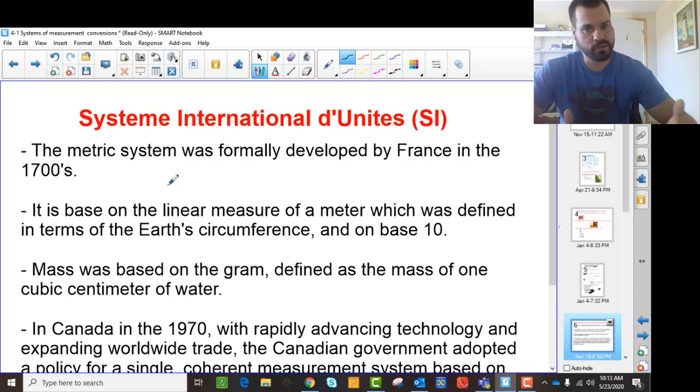Now, the metric system was formally developed in France. That's why it's called the Système International de l'Unité. It's French, okay? And it has a base linear measure of a meter. And again, it's defined as base 10. Everything's sets of 10, okay? Now, a meter was defined in terms of the Earth's circumference. Mass was based on a gram, which was actually the measurement of how much mass, sorry, 1 cubic centimeter of water had.